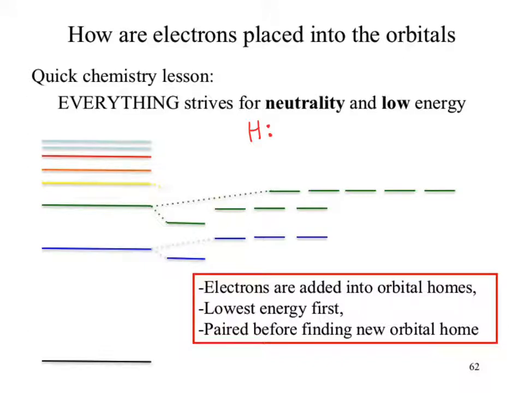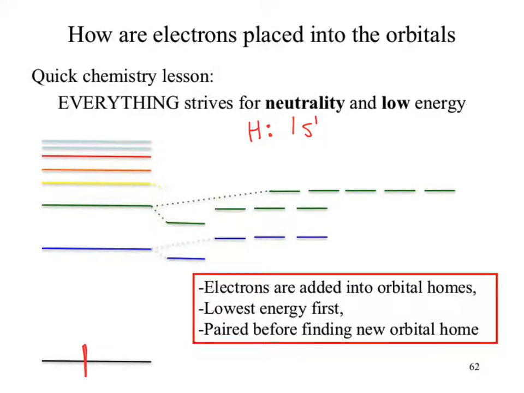So hydrogen has how many electrons? One. Where does its electron go? 1s. Okay, 1s. So we could write 1s. How many electrons? One. Does that notation, 1s, tell me one electron? No, it does not. That just tells me I'm looking at the 1s orbital. So 1s1. In my diagram, ta-da, there's my electron.